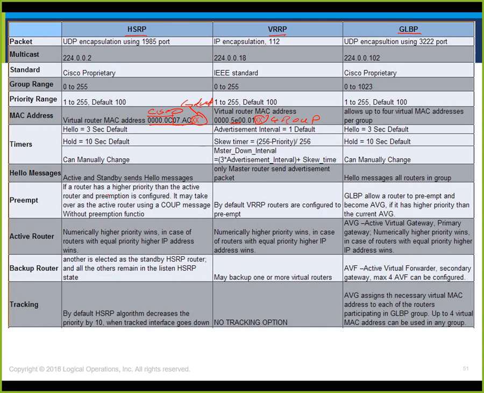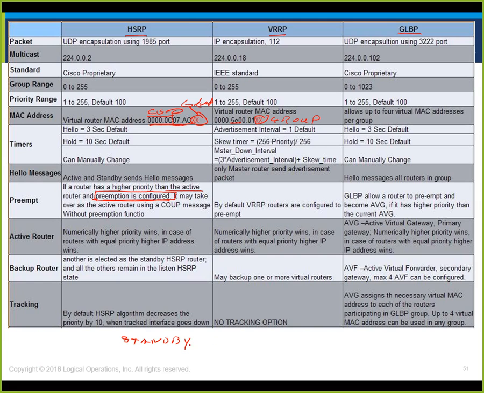Some other things in here: preempt. If a router has a higher priority than the active router, and preemption is configured. And here preemption is configured. We have to go into that HSRP group number and give it the preempt command. And again, as you have seen, it's not that big a deal. Standby is the command that you should remember.